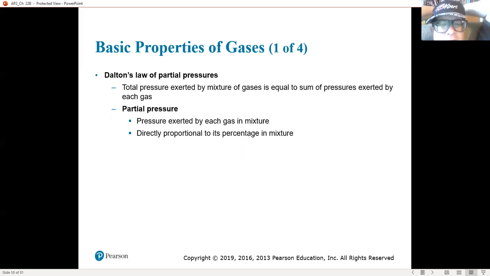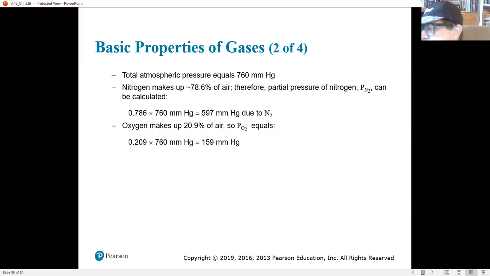So the total pressure by a mix of gases is equal to the sum of pressures exerted by each gas. That's not surprising, you would think, but the practical upshot is very interesting, at least for scuba diving. So partial pressure is the pressure by each gas that is part of that mix, and it's directly proportional to the amount of it in the mix.